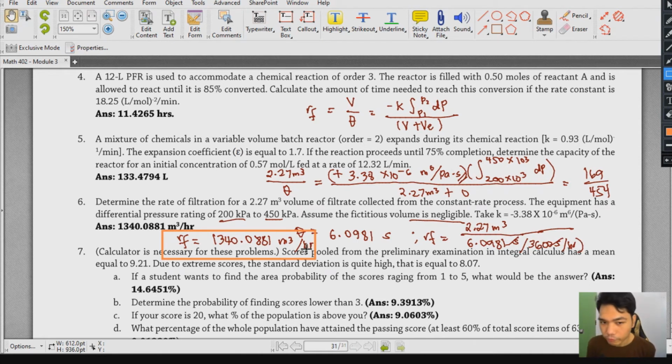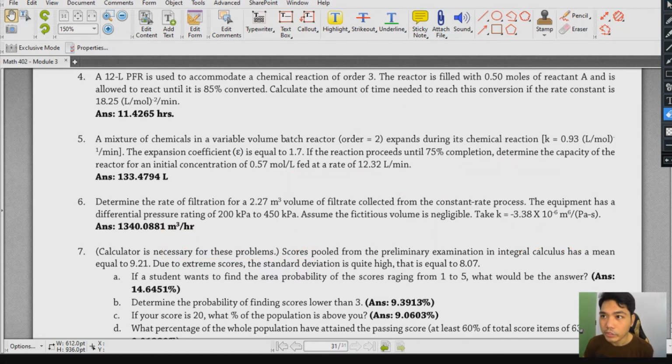So what if you want to solve it using the constant pressure filtration? So hopefully you can solve that. That's the same concept lang din naman. It's just that mababago lang yung ating ini-integrate. Okay? And I think we can now proceed to the last, which is all about this statistics.